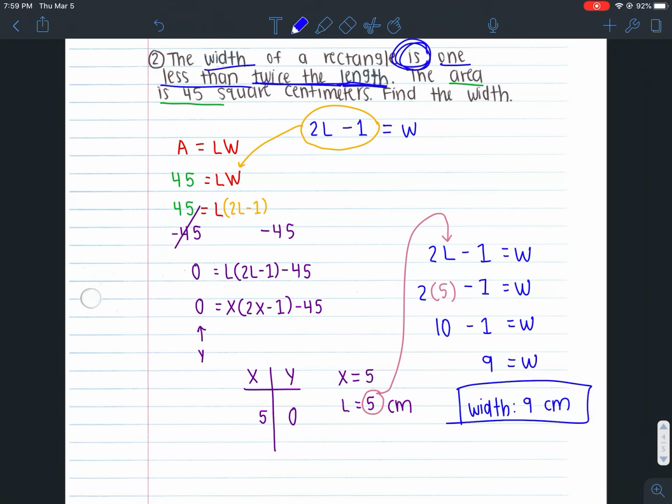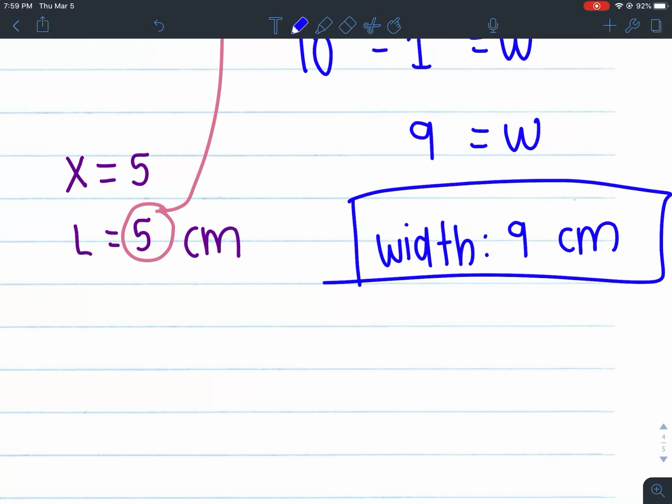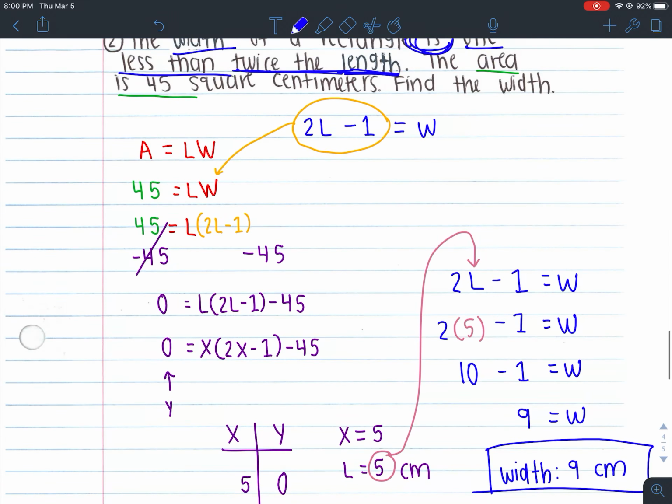How could I check to see if I did this right? Well, remember, length times width should give me the area. The area here is 45, and if I do 9 times 5, which is the length, I get 45. So I found what I needed.